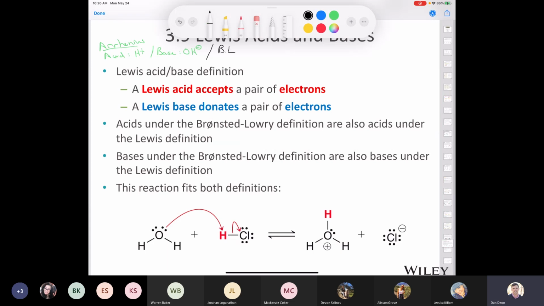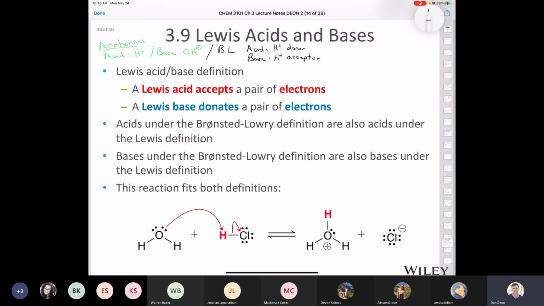So Bronsted-Lowry said that an acid is an H plus donor, and that a base is an H plus acceptor. But the problem is that there are acids and bases that don't fit the Bronsted-Lowry definition either. And you're like, what? Yeah, there are. There are some that don't fit this definition. Let me show you what I mean. The Lewis acid-base definition serves to broaden our definitions of acids and bases, and I'm going to show you why.